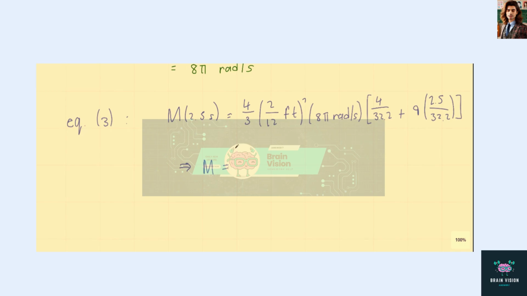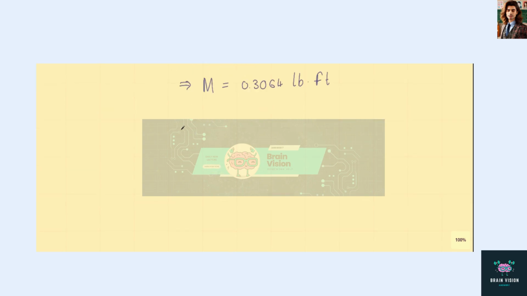So M is equal to 0.3064 pound-feet. The magnitude of our couple is 0.3064 pound-feet. And therefore, our vector couple M is equal to 0.306 pound-feet in magnitude and clockwise in direction.